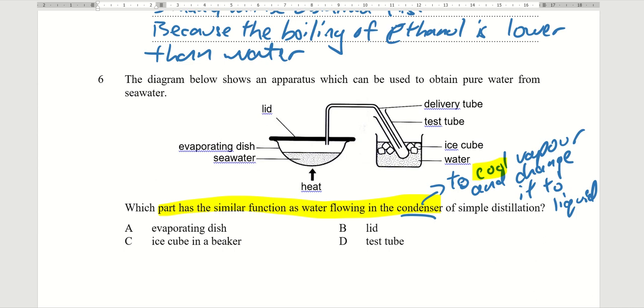Once you understand that, if you look through this setup in question 6, you notice that the only part that actually cools down anything is the ice cube. So the ice cube in the beaker actually simulates the condenser. So the answer is C. Please do your corrections and learn from all these mistakes. Sorry, this is for worksheet 4.2.